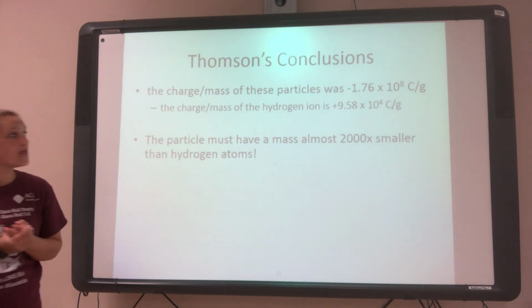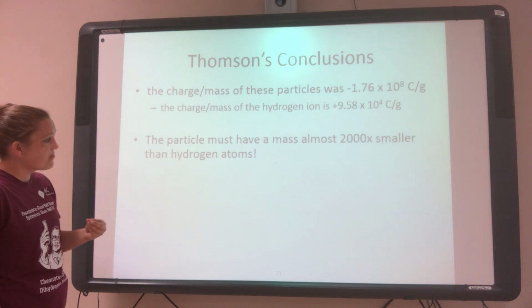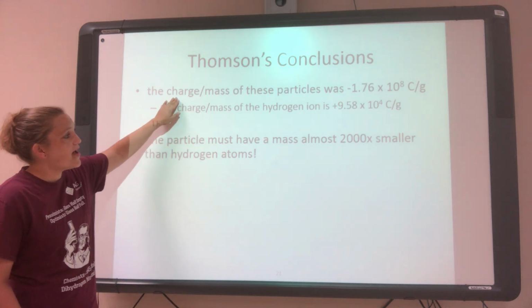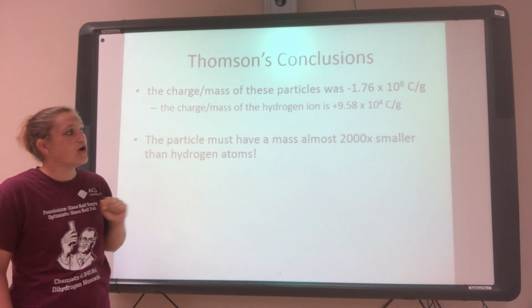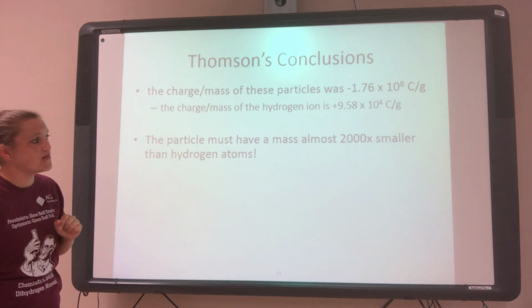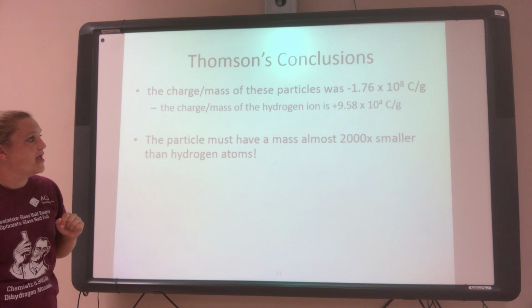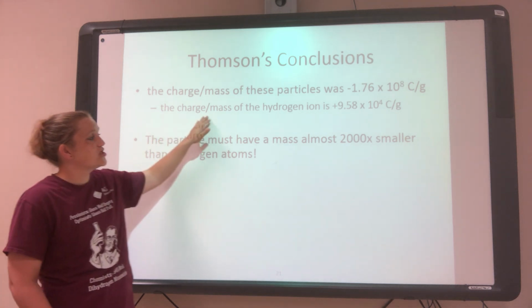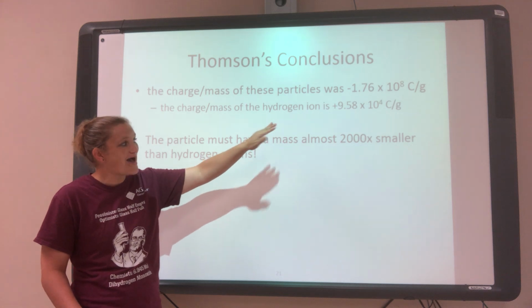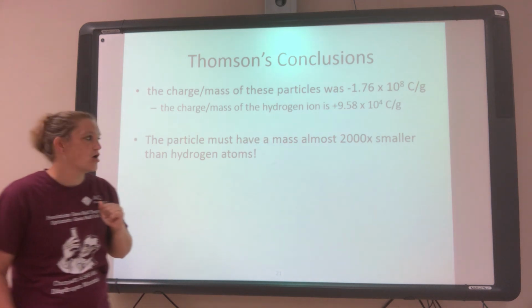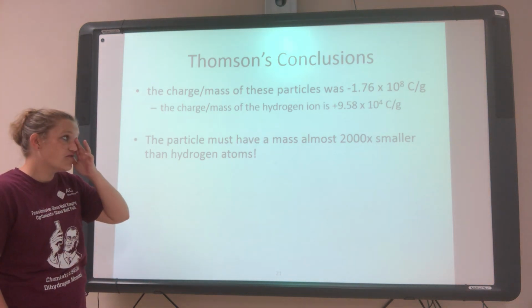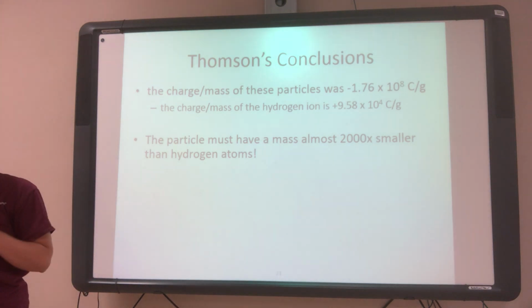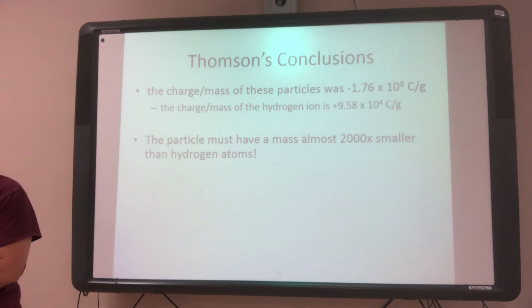So what he realized was that the cathode ray is made up of some particles, and their charge to mass ratio was negative 1.76 times 10 to the 8th coulombs per gram. Now, just to kind of put this into comparison, the charge mass ratio of a hydrogen atom is 9.58, so a positive number. Now, you don't really have to know what those numbers are, and it might be really hard. So let's just kind of go back and figure out what we've learned from this.